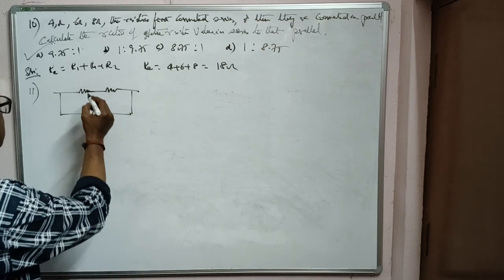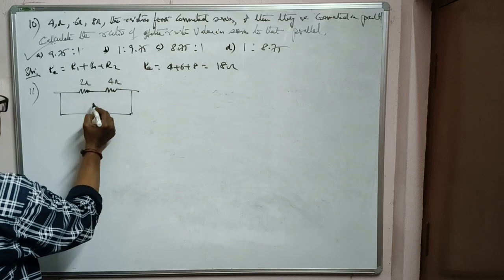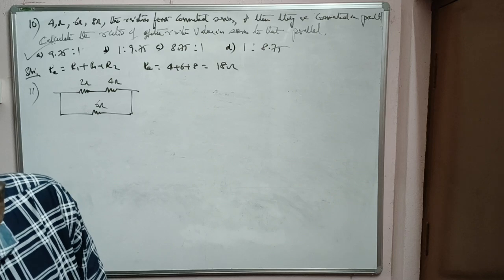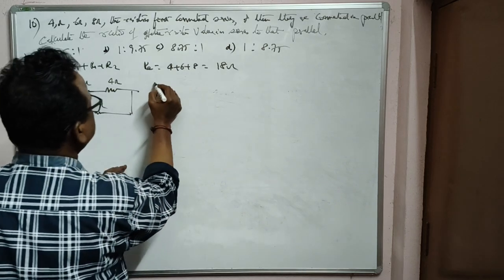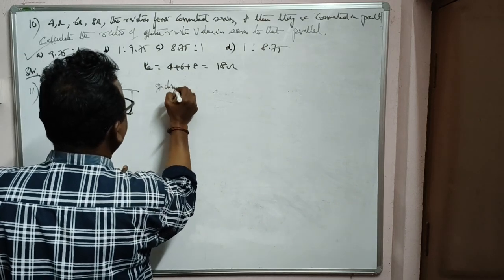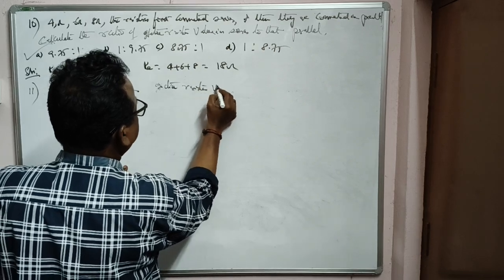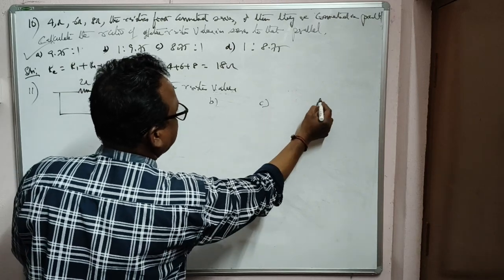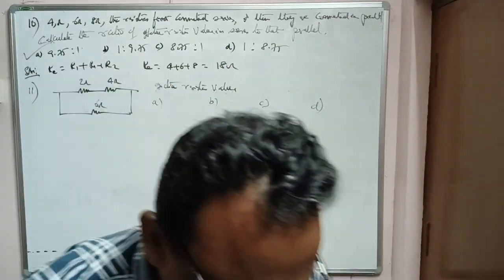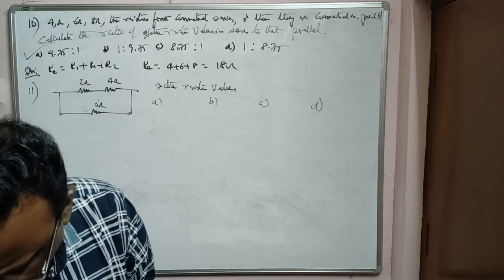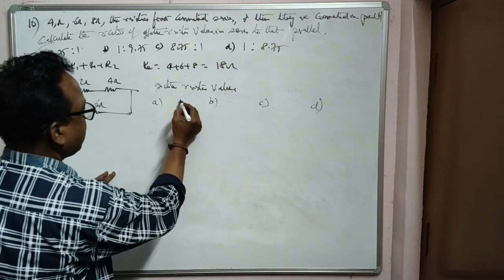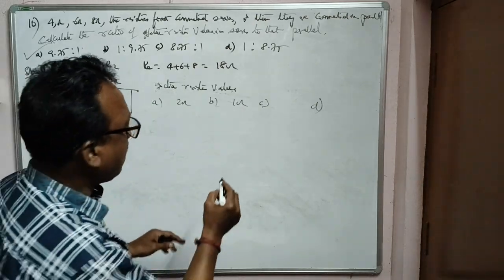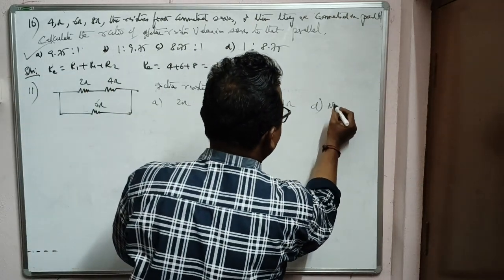That is 2 ohms, 4 ohms, 6 ohms. Now he is asking you what is the effective resistance value in this figure. The options are A, B, C, D: A is 2 ohms, B is 1 ohm, C is 3 ohms, and D is none.